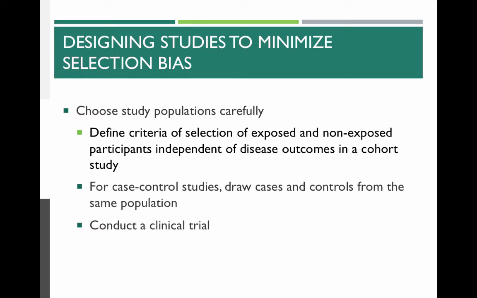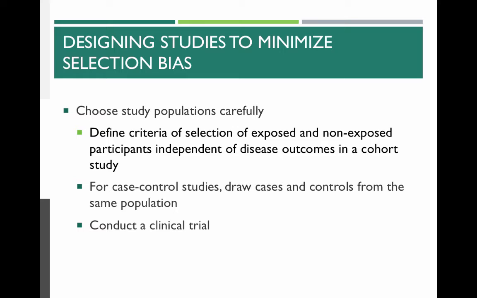We have to think carefully about the study population that we're using. We need to define our selection criteria for the exposed and the non-exposed participants independent of disease outcomes in a cohort study. In a case control study, we want to take our cases and controls from the same population, or we could conduct a clinical trial, because clinical trials have the least amount of bias.